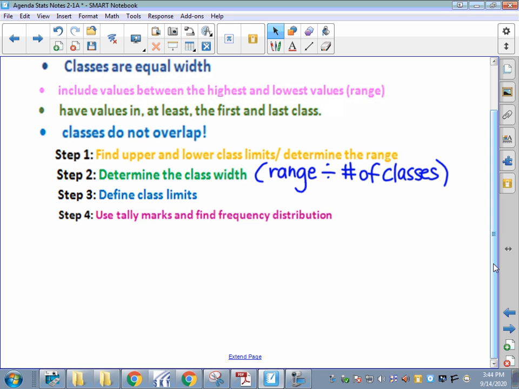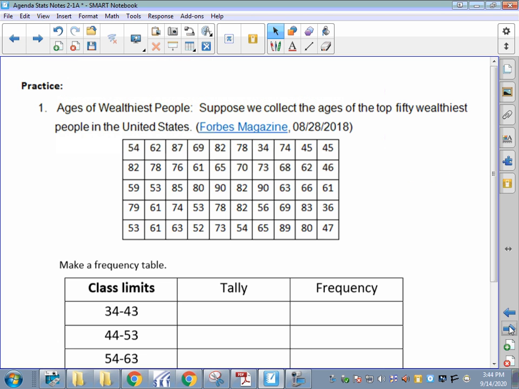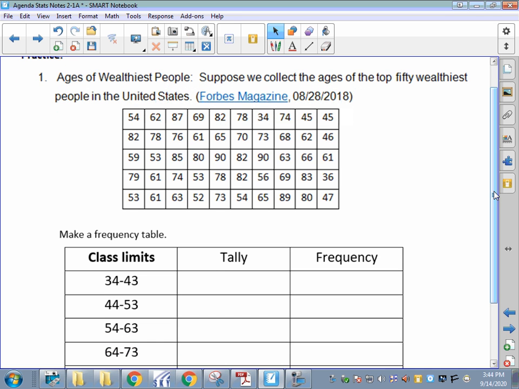So let's do one. First of all, I want to tell you, notice I've already got your class limits set up for you, but I want you to see where they came from. These are the ages of the wealthiest people as of 2018. We could probably add 2 to everything here, but we'll just stick with what we've got. So I've got this little table. It's full of data.